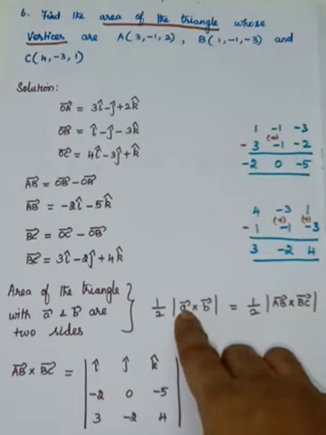And in the next row you have to write the coefficients of the BC vector, that is 3, minus 2, 4. If you evaluate, you will get the answer in terms of a vector. So what's the vector here? You are getting minus 10 i cap, minus 7 j cap, plus 4 k cap. And in this formula, what is asked? The magnitude is asked. So we have to find the magnitude of this vector.